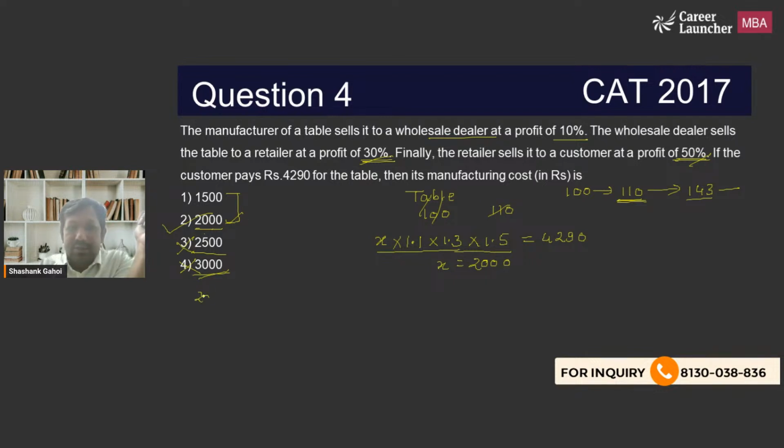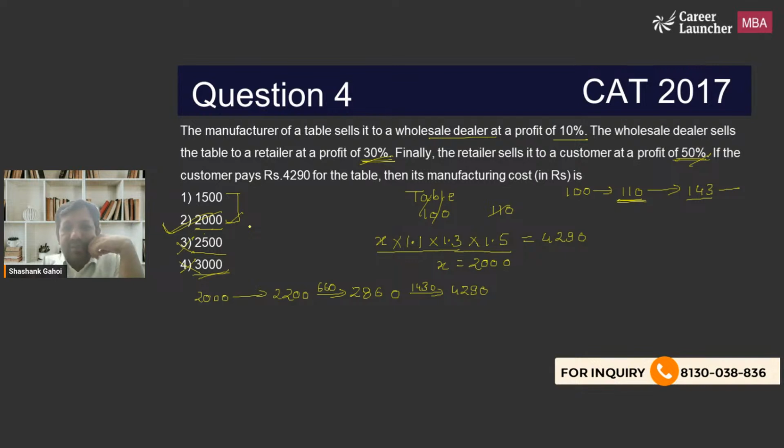So the cost is 2000 for the manufacturer. Then he increased the price by 10%, so it has become 2200. Then the price is increased by 30%, so there is an increase of 660, so it has become 2860. Now if you increase it by 50%, that means 1430. So this becomes 4290. So in that case, the answer is going to be option 2. So that is a different approach to solve this question.